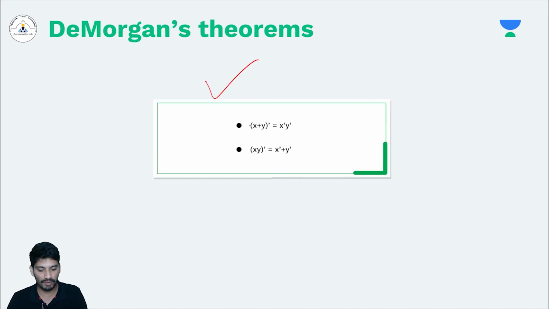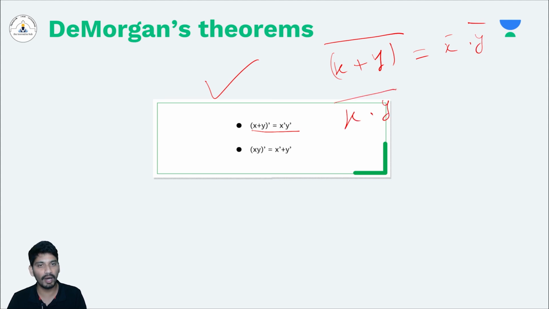So first we will understand what De Morgan's theorem is. If we have x plus y whole bar, then it will be equivalent to x bar dot y bar. Similarly, if we have x dot y whole bar, then it will be equivalent to x bar plus y bar. You don't need to remember this. Whenever you are in doubt, just draw the truth table and verify by yourself. That is the beauty of maths or science, right? You can verify at any time.